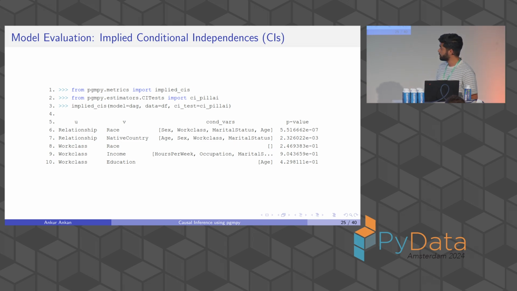So pgmpy has a simple function, implied CIs, to find these independencies and then run these tests. For example, the first row here is a test of relationship as independent of race given the other variables. And we get a very small p-value, and this implies that the independence statement does not hold in our data. So we would make some modification in our model to fix this.